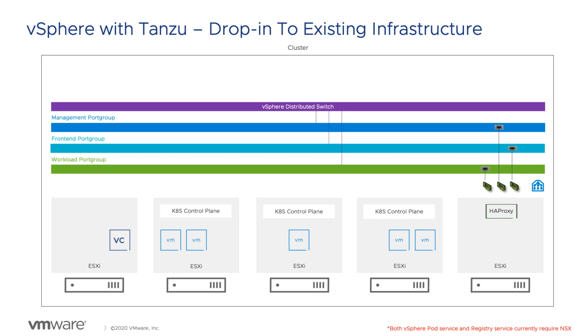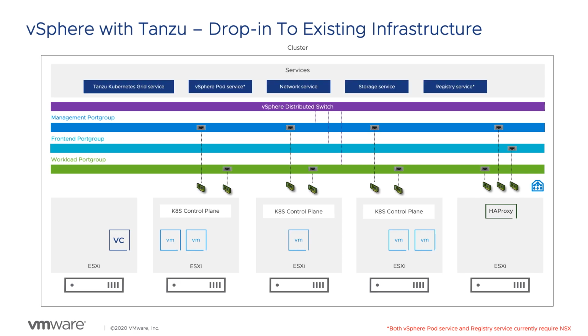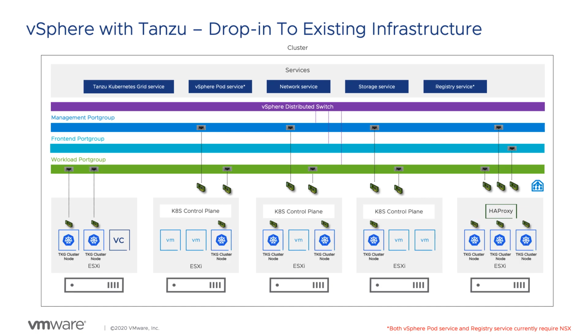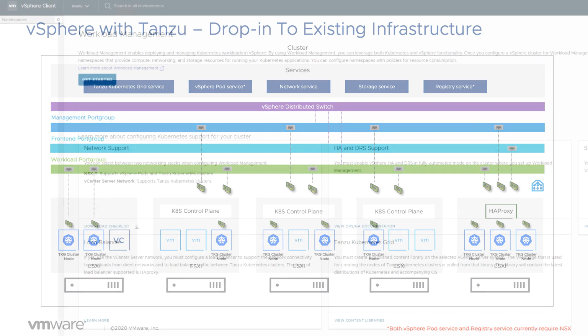Enabling vSphere with Tanzu creates the Kubernetes control plane nodes on vSphere and connects them to the management and workload networks. The embedded Kubernetes control plane exposes a set of services, including the Tanzu Kubernetes Grid service for vSphere. The TKG service gives developers on-demand access to upstream-aligned, fully conformant Kubernetes clusters. Let's see how easy this is to set up.